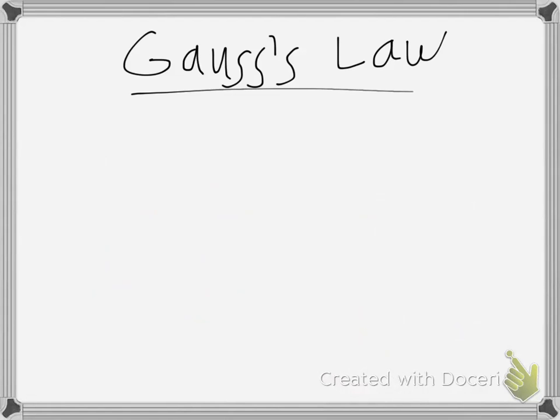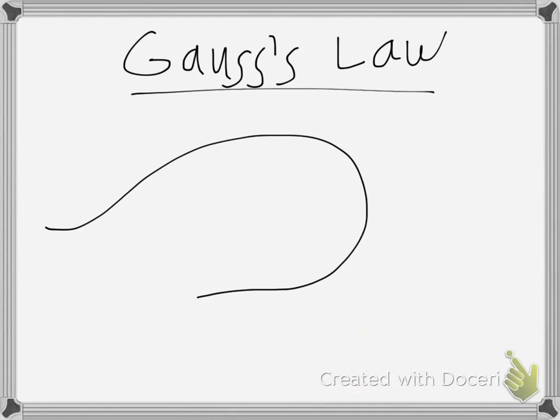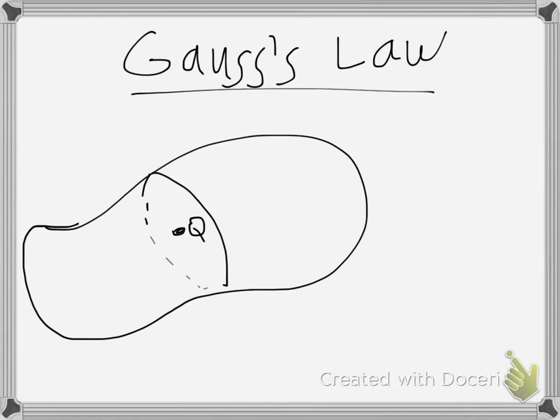So that's an example using Gauss's law. Now I want to rewrite Gauss's law. Gauss's law says that if you have a closed surface, so there's no openings, and there's a charge inside, and we have a small area element dA. This is the normal vector to that element, and it has a magnitude equal to the area of that element. And here's the electric field going through that element.